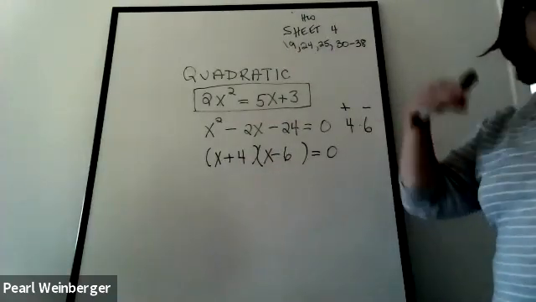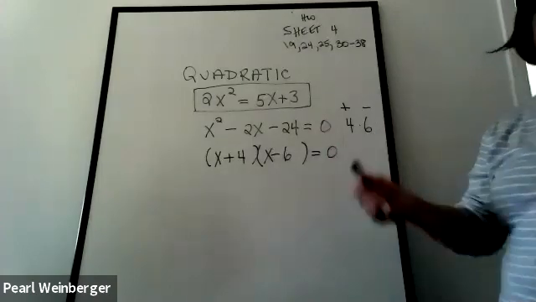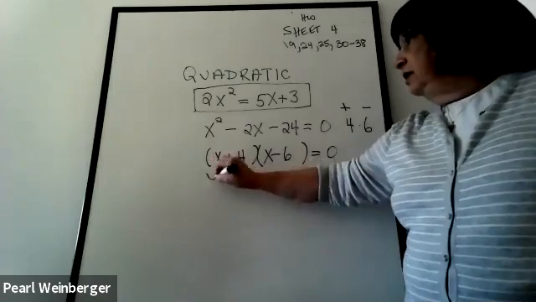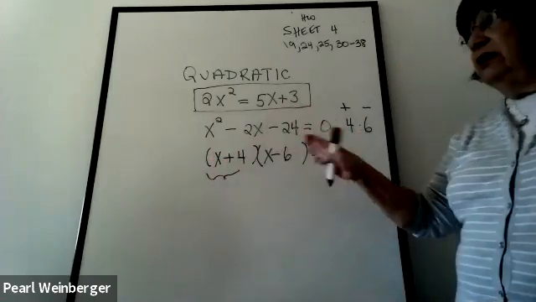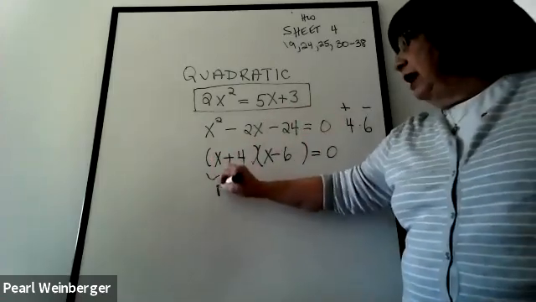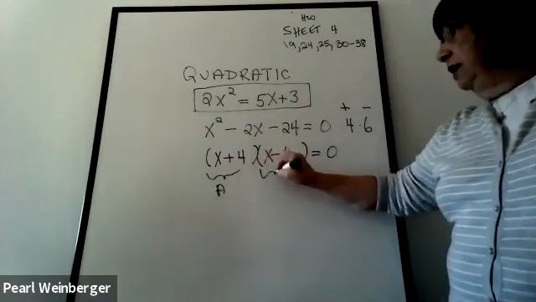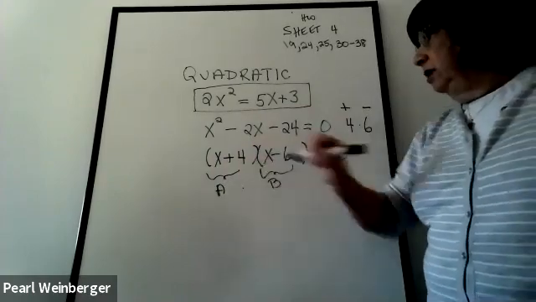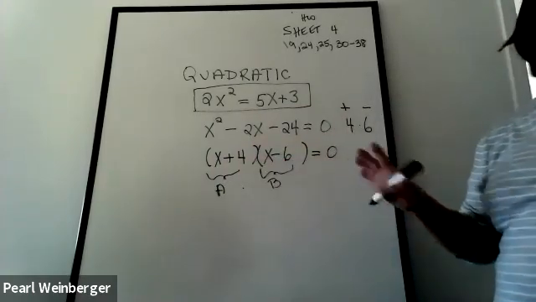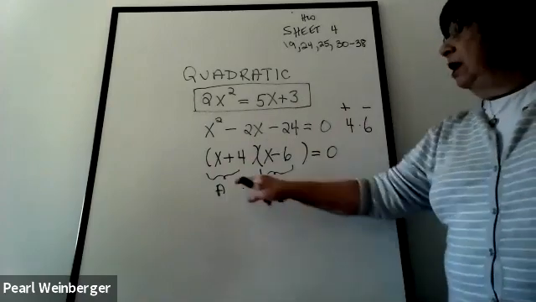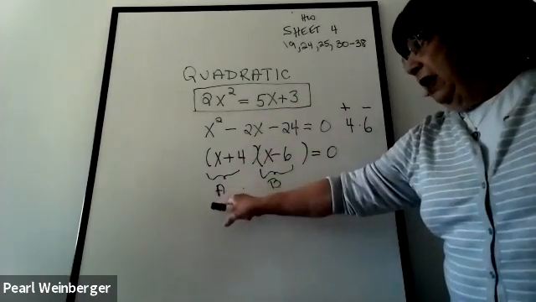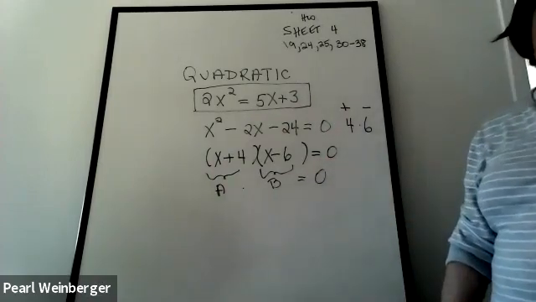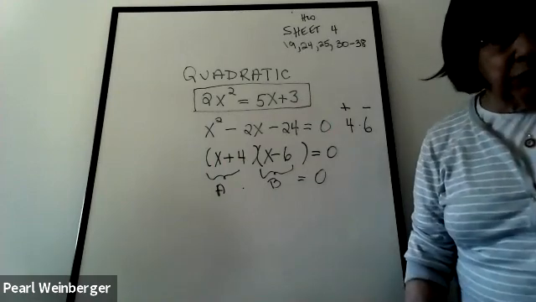Now, I'm going to give you the thinking, and then we'll just talk about the method. What do I have here? Let's call this x plus 4. I don't know what x is, but x plus 4 is some number. Let's call it a. And x minus 6 is a different number. Let's call it b, since I don't know yet which numbers they are. What do I know about a and b? A times b gives me a product of 0. They're multiplying and their answer is 0.